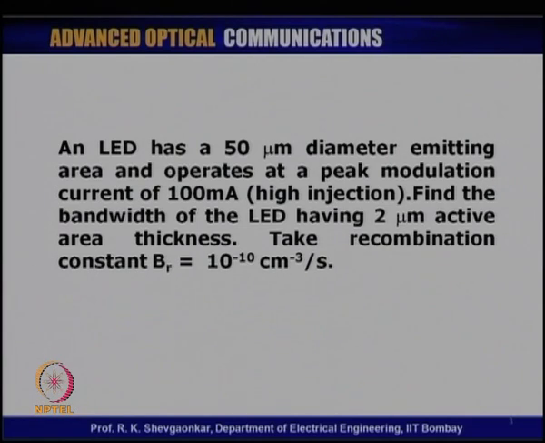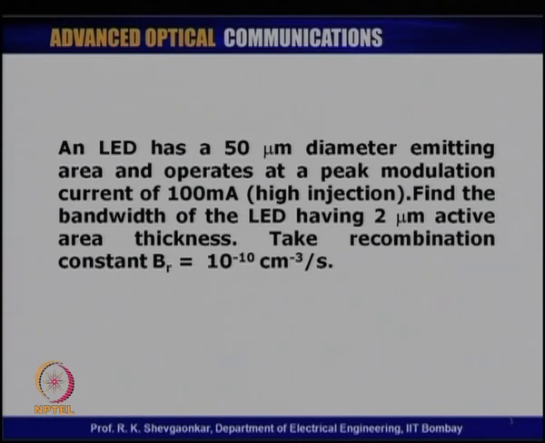Here the problem is: an LED has a 50 micrometer diameter emitting area and operates at a peak modulation current of 100 milliamperes. It is also given that this current falls in the domain of what is called the high injection. Find the bandwidth of the LED having 2 micrometer active area thickness. The recombination constant Br is given as 10 to the power minus 10 centimeter cube per second.